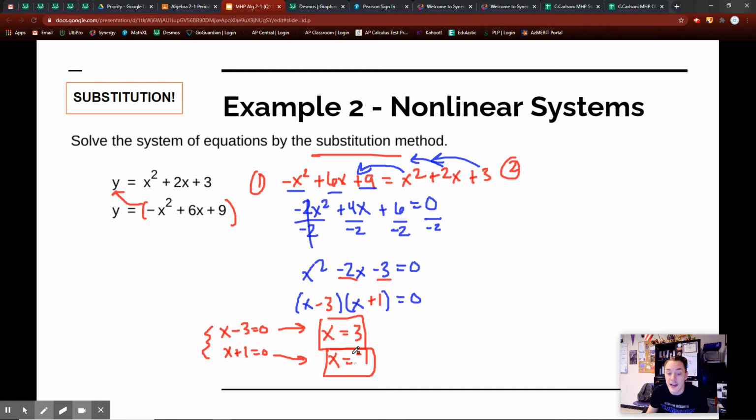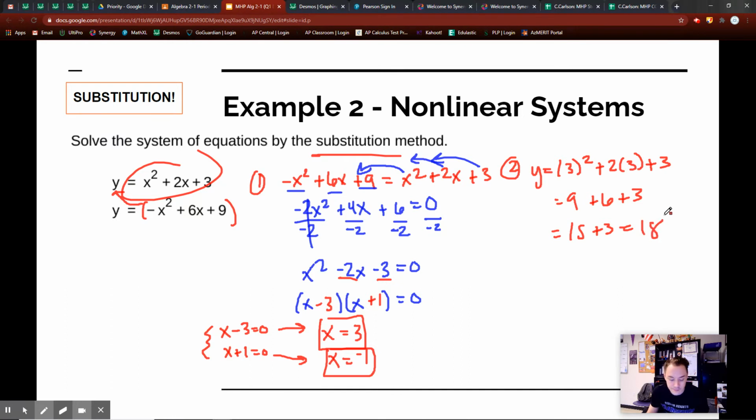My second step, now that I have 2 points, I need to plug them into my y. Does it matter which one? No. Let's do the first. So I have y equals, let's do 3. So this is going to be 3 squared, and then plus 2 times 3, and then plus 3. This equals 9, and then plus 6, and then plus 3. This equals 15, and then plus 3, which equals 18. Okay, what does that mean for me? That means my y is 18. What does that mean for a point? That means 3 comma 18 is one of my answers.